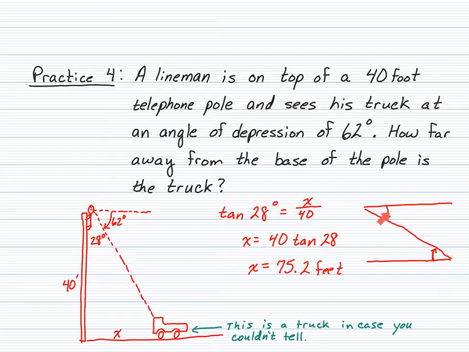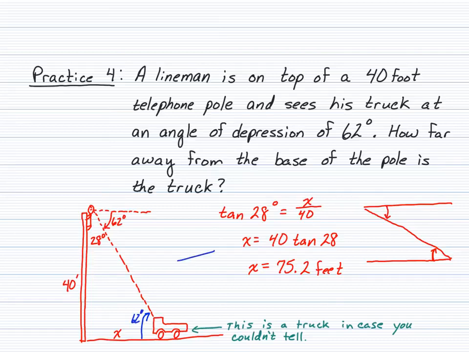What that means is that your angle of depression and your angle of elevation are always going to be congruent to each other. In the context of this particular problem, if this angle up here, which is your angle of depression, is 62 degrees, that means the angle of elevation, which would be this angle, would also be 62 degrees. So this angle right here would be 62 degrees.